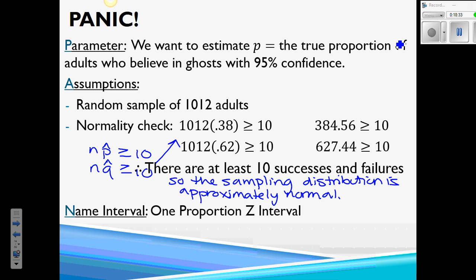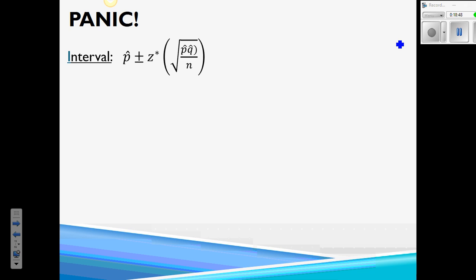All right, we need to now start thinking about the interval itself, correct? So how are we going to construct this interval? Do you guys remember the first thing that you wrote down today? You wrote down the formula, correct? The formula is p hat plus or minus z star times the square root of p hat q hat over n. It's the first thing you're going to write down, so go ahead and write it down. The interval is going to be p hat plus or minus z star times the square root of p hat q hat over n.